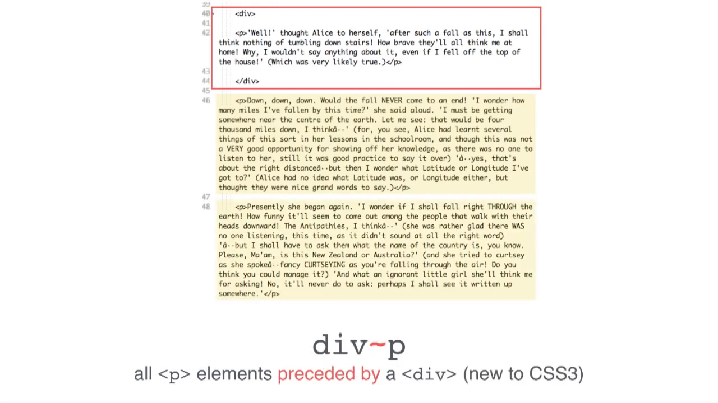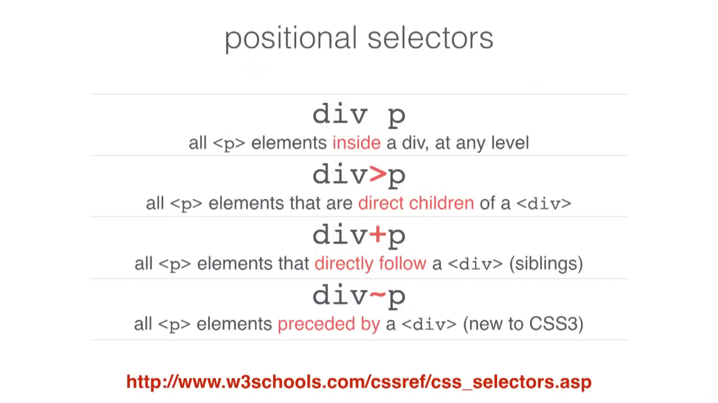You can also select all elements that are preceded by a specific element. This is new in CSS 3, and in my example here, I'm selecting any paragraph that is preceded by a div element, no matter how much earlier that div element appears in your document. Check out the CSS selectors reference at the W3 Schools website for more about using these kinds of selectors.